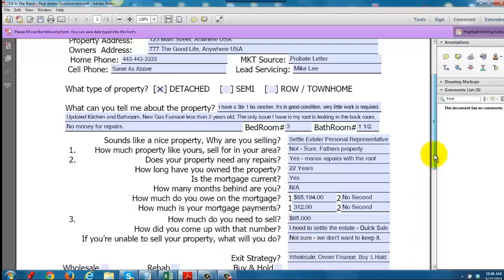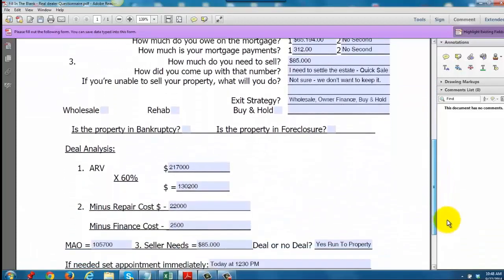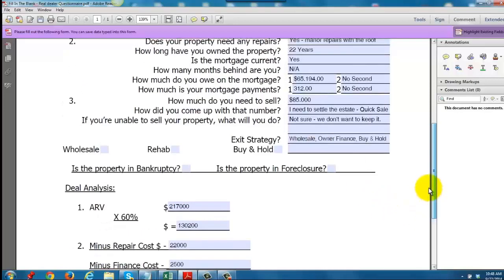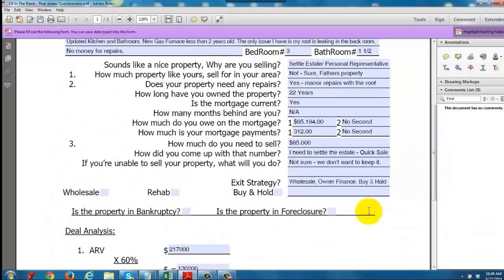Let's move on down the actual sheet. Now, the next part of the sheet goes into exit strategy. Here I'm placing in exactly what exit strategies I could do based on the numbers. Now, based on the numbers of this deal that we have here, I see that I have a couple exit strategies I could work. I could do this deal as a wholesale deal where I'm wholesaling it to a rehabber. I can do owner financing on this deal based on the numbers. And I can do this deal as a buy and hold, as well as a subject to deal based on the mortgage payment and based on the numbers as well.